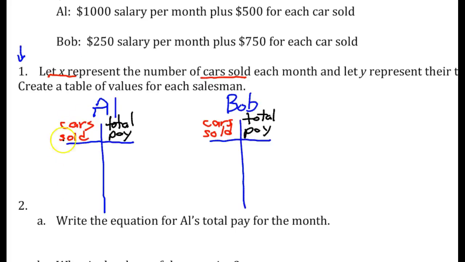So what number should we use for cars sold? You can't have negative cars, right? You can't sell negative cars, so it makes sense to start at maybe 0 and count up like 1, 2, 3, and 4. See how much they make each at 1, 2, 3, and 4. And since we're comparing these two, we're trying to find out which one's better, it's a good idea to use the same numbers for both.